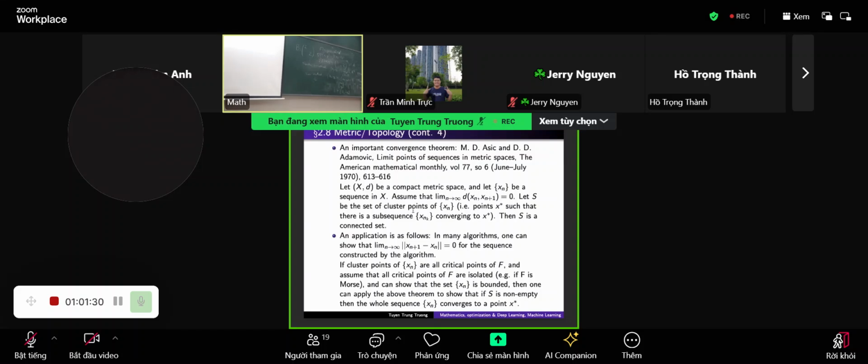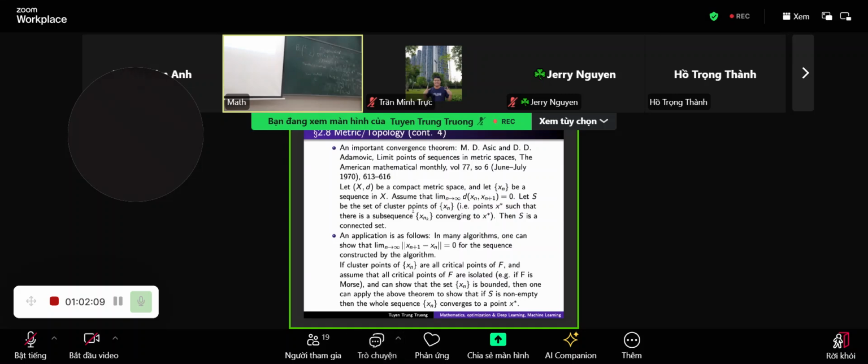Now if you assume that this set of cluster points is discrete, which means that every point is isolated, then we know that if a set is connected and discrete, it must be either empty or only one point. If it's only one point, that means the whole sequence converges to this point. And so how can you show that this set is discrete?